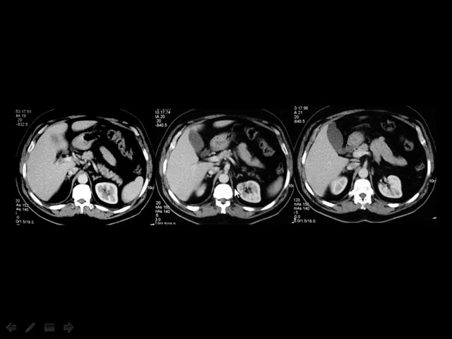Then the only vessel coming from the anterior aspect of the aorta that is seen on the CT scan is the superior mesenteric artery. This is the superior mesenteric artery, this is the liver, this is the gallbladder, and these are intestinal loops.